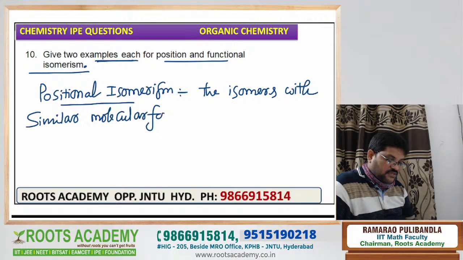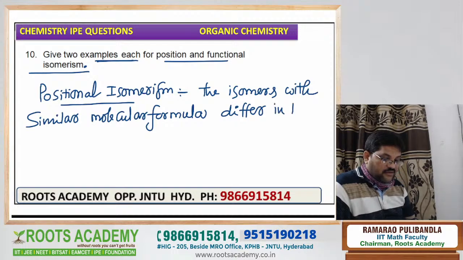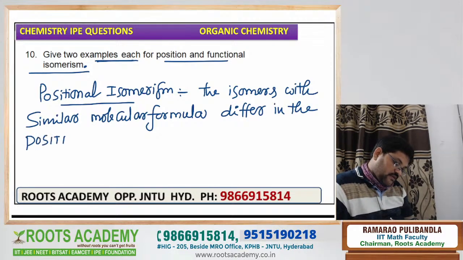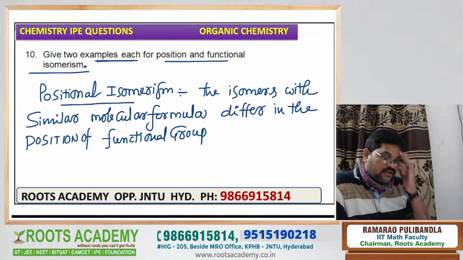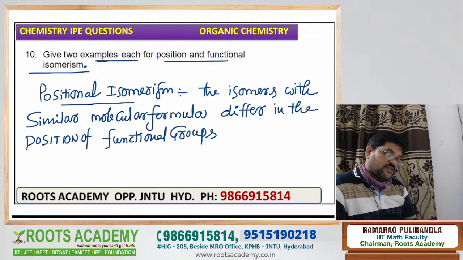The isomers with the similar molecular formula differ in the position of the functional group. Differ in the position of what? The functional group. That is the meaning of positional isomers. Once again, the isomers with similar molecular formula differ in the position of the functional group. That is the meaning of positional isomers.